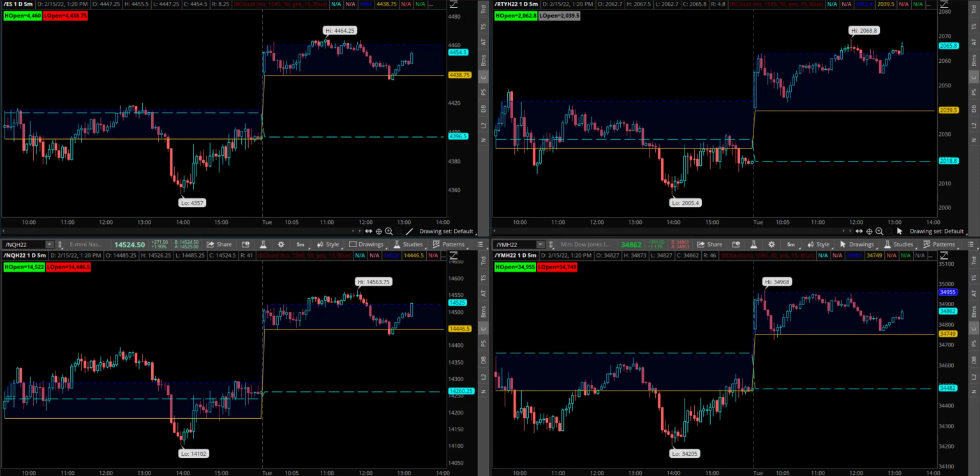Today is Tuesday, February 15, 2022. The markets are consolidating after the gap up this morning. So looking at the charts here, top left chart is the S&P chart. You can see we opened up above yesterday's high.